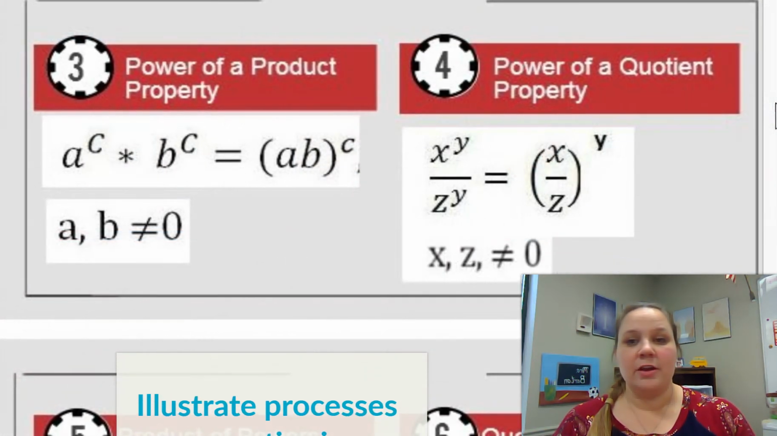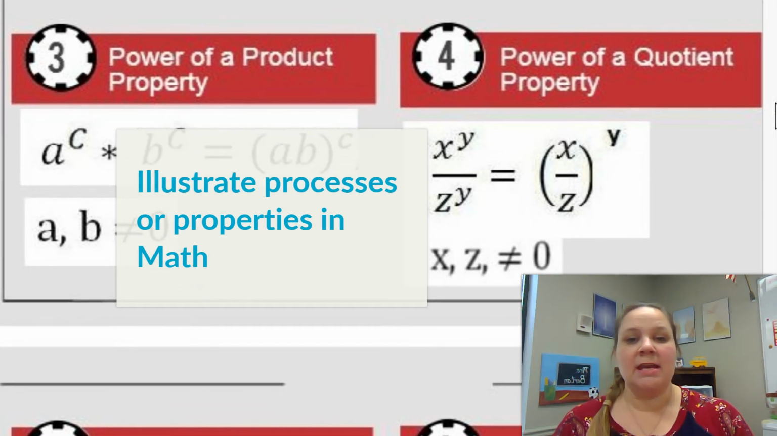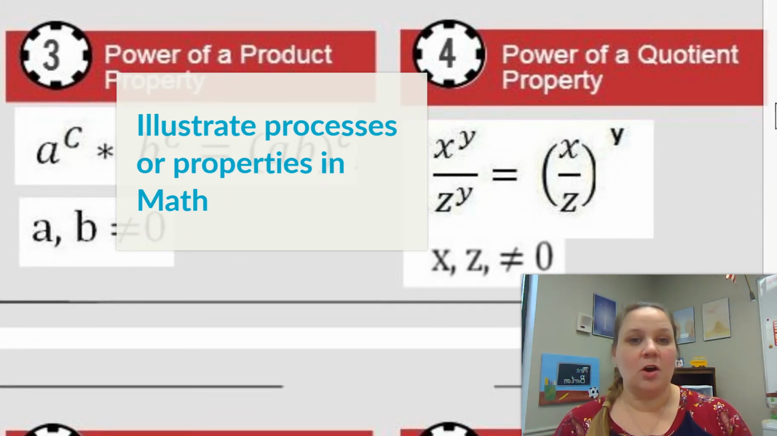So in math, you might think, oh, well, we can't do this in math, but you actually can. Anything that has a process or characteristics that you want to put into different categories to help people remember, you can use an infographic for. And so, of course, that fits into math. So any kind of a process or properties, even the order of operations, you could create an infographic for that.